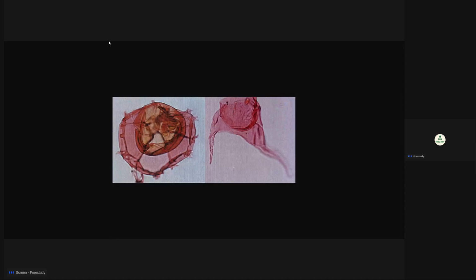And last is the dinoflagellate. So this is actually a dinoflagellate. Dinoflagellate, remember, they have organic walls. Okay, organic walls are there.